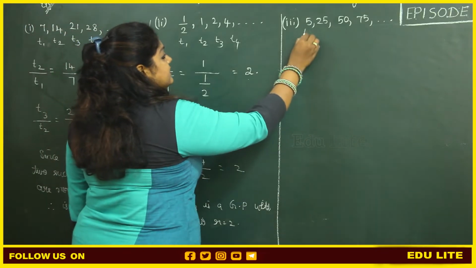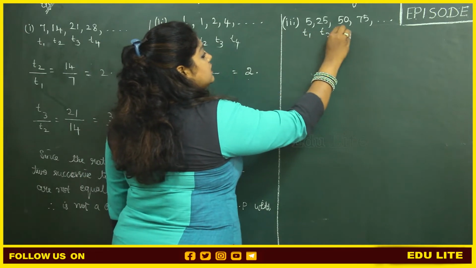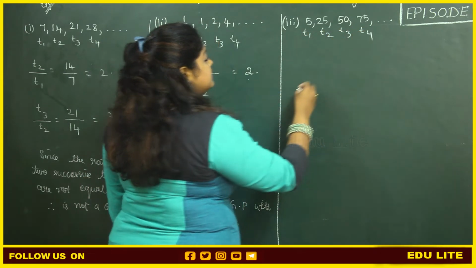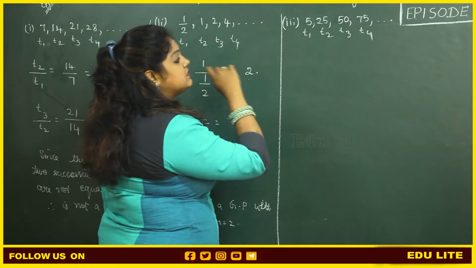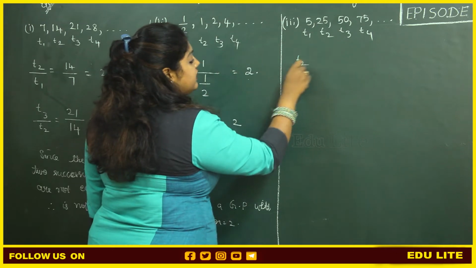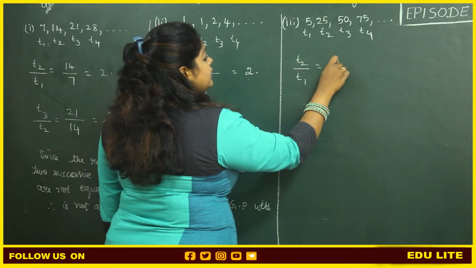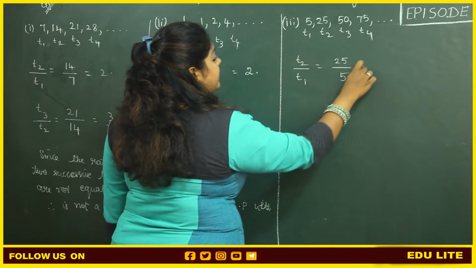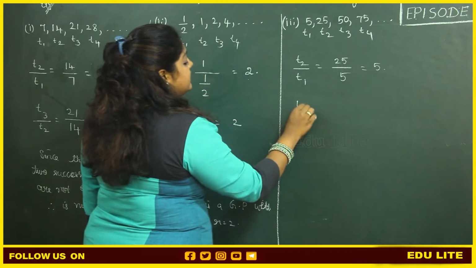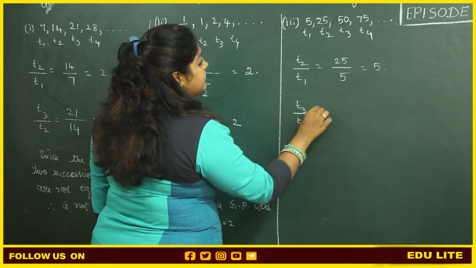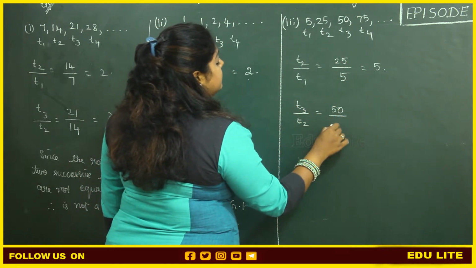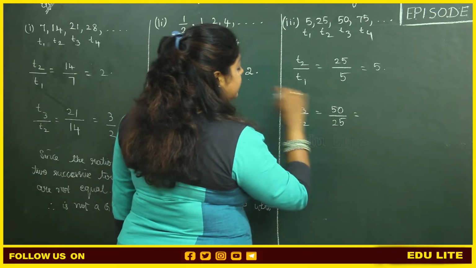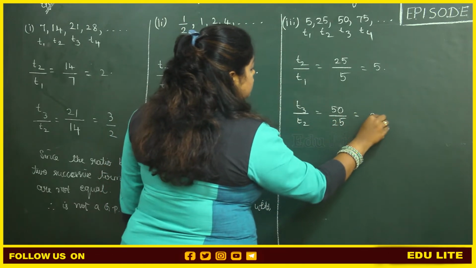We will consider the first values T1, T2, T3, T4. We follow the same procedure to find whether the given sequence is GP or not. So we have to do T2 by T1. T2 value is 25 and T1 value is 5. 25 by 5 is 5. Next is T3 by T2. T3 value is 50 and T2 value is 25. So it will give us 2.